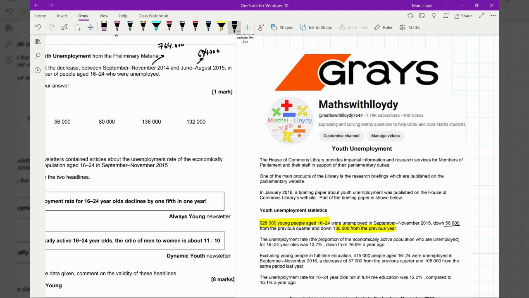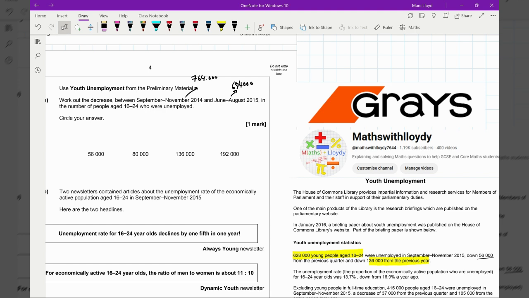Okay, so because we've got September, November 2015, it says from the previous quarter, which would then be June, August 2015. So the decrease from one to the other is going to be 764 take away 684. I'm just talking in thousands now. That gives me 80, so it's 80,000. If you just pluck 56,000 out and put that in there, that's going to be incorrect. So you just have to be very careful when you're going through that.